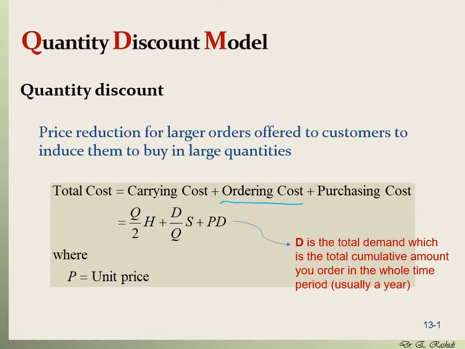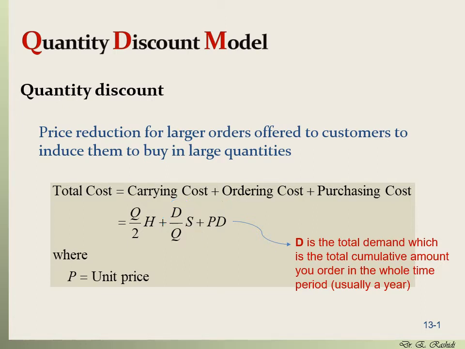The next component is the ordering cost. This is also similar to what we had before. The ordering cost is how many times you place an order multiplied by the ordering cost per order, which is S here. So the number of times that you would order, if you order Q each time, would be demand divided by the quantity that you order. So that's D divided by Q multiplied by S. This would give us the ordering cost.